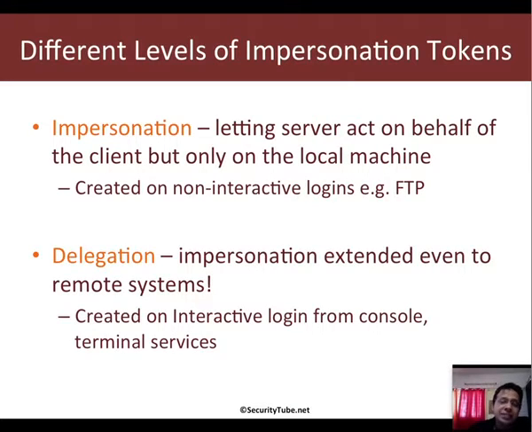There are different levels of impersonation tokens. The plain vanilla one allows the server to act on behalf of the client, but only on the local machine, and this typically happens for non-interactive logins such as FTP. The second kind of token is called delegation tokens, which are much more powerful and can be applied network-wide or domain-wide. This typically happens when you use interactive logins to log on to terminal services.